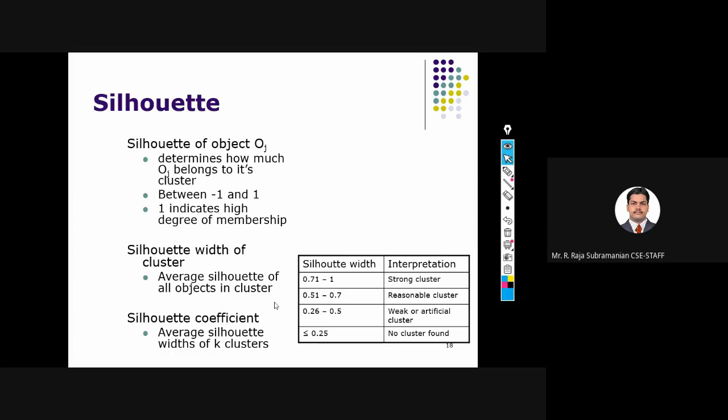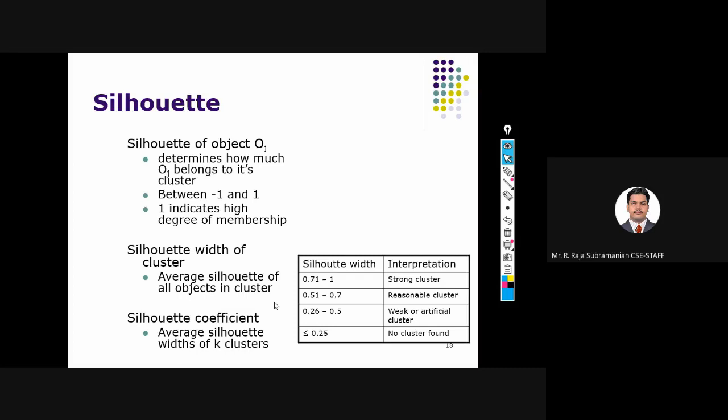And if you see the range of Silhouette width, if it is between 0.71 and 1, it means they are very strong clusters and they can be together. From 0.51 to 0.70, we can say it is a reasonable cluster. From 0.26 to 0.5, we can say it is a weak or artificial cluster, that is, manually we are trying to make them into the same cluster. If it is less than or equal to 0.25, then surely they cannot form a cluster and cannot be taken into consideration.